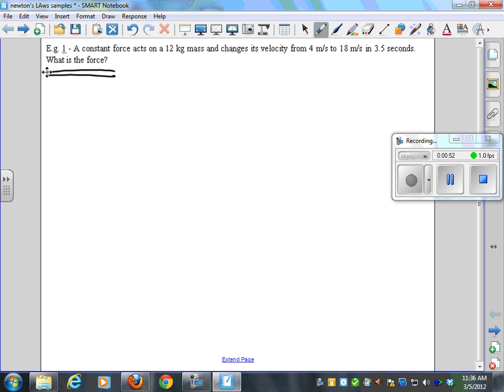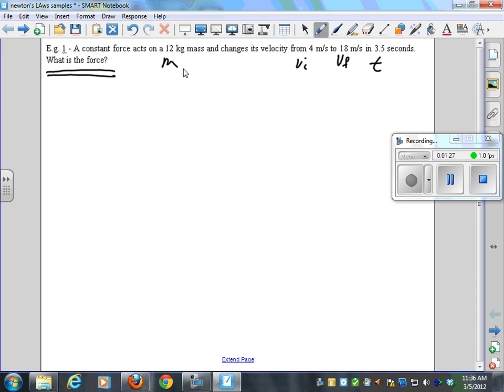What do we know? We know a mass. When I say that it goes from 4 meters per second to 18 meters per second, what 2 velocities are those? What would you call those? 4 meters per second would be the initial velocity, and the 18 would be the final. And the 3.5 seconds, Riley, what would you call it? The time. Okay, so given M and VI and VF and T, I need to come up with force.